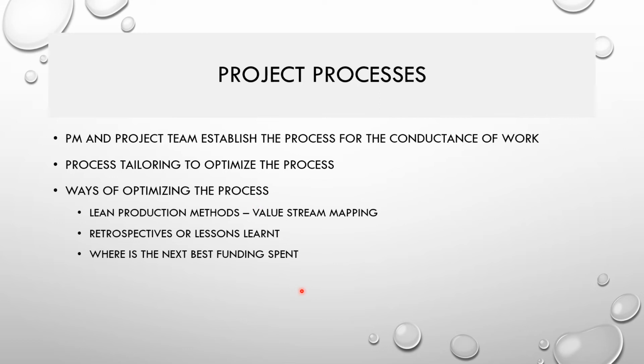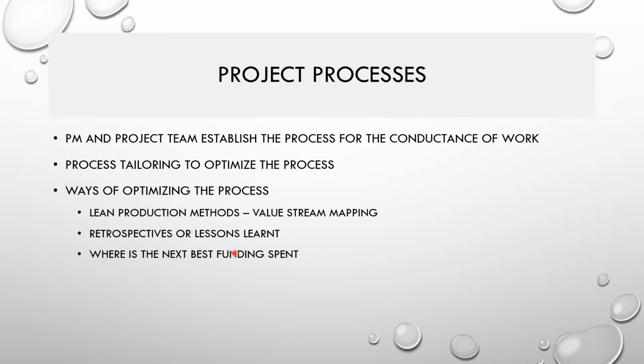What are the ways in which you will optimize the process? There are three methods they're talking about. Lean production method, value stream mapping, is one of the ways of optimizing the process. The value stream process is nothing but identifying the valued activities and non-valued activities and identifying the flow efficiency. Try to eliminate that waste. That's one way of optimizing the process.